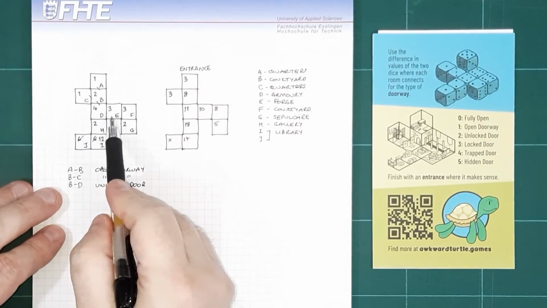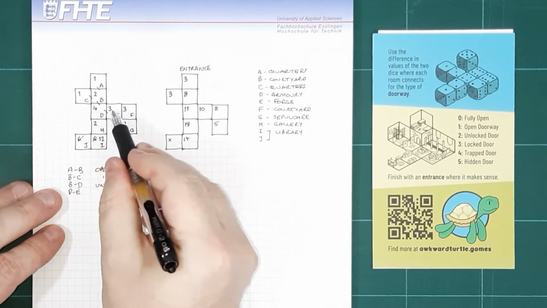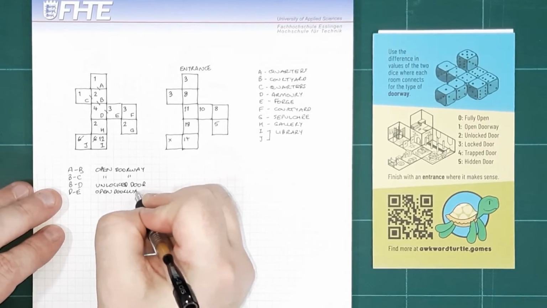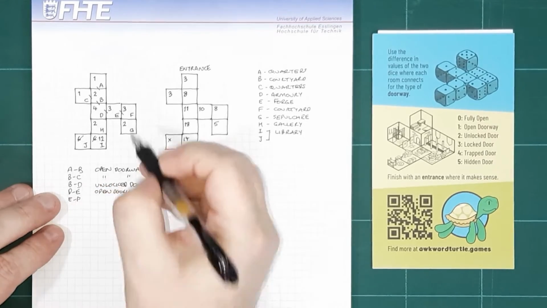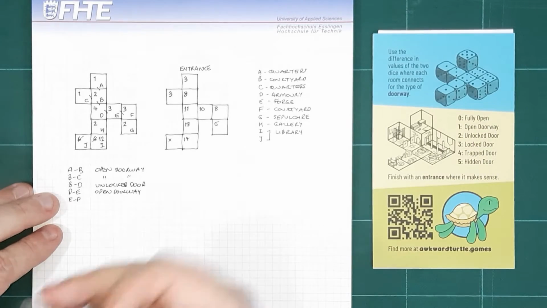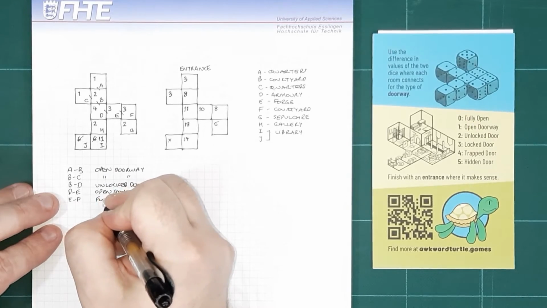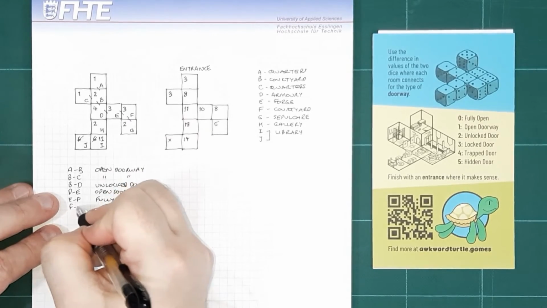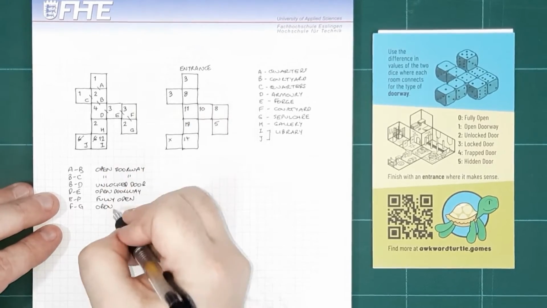Okay, next we've got D to E. D to E, difference is 1, so again it is an open doorway. Next is E to F. Okay, so this is the same, so there's no difference. So if it's the same, it's fully open. So there's no doorway, there's no arch, it's just a complete opening. So fully open. And then F to G is another open doorway, because the difference is 1.